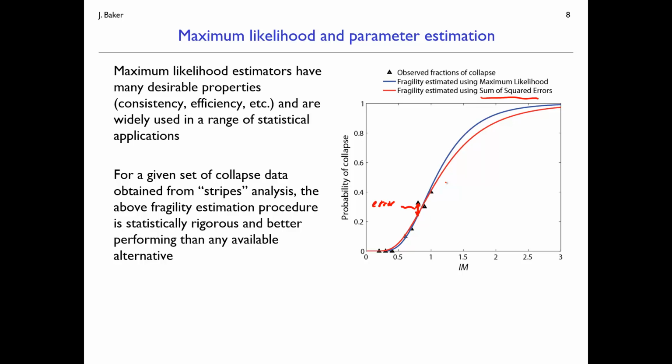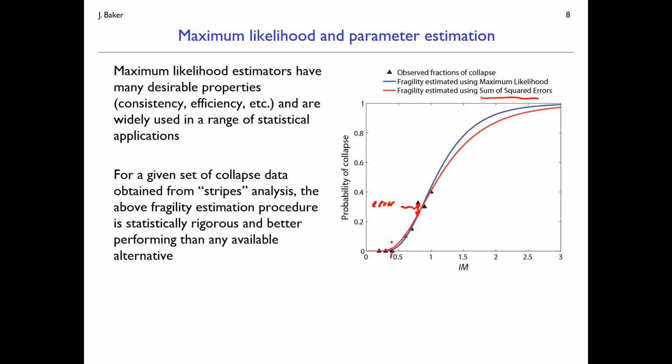So for instance, the easy intuitive way to think about the difference in this case is that down at this IM level of 0.4, I had 40 analyses and not a single one of them caused a collapse. So the maximum likelihood method knows that for any non-zero collapse fragility function, it would be extremely unlikely to see 0 out of 40 ground motions cause a collapse. And so the maximum likelihood function stays very close to 0 probabilities of collapse down here.